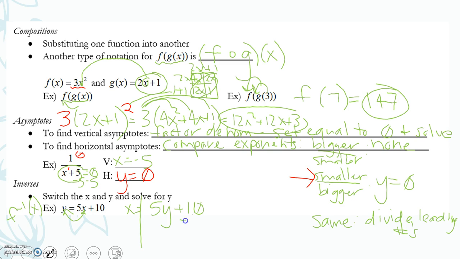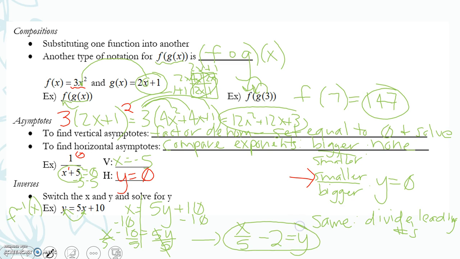Now I solve for y, so I'm going to subtract over the 10. So that gets me x minus 10. Now I divide by 5. When I divide by 5, I have to divide the x by 5 and the 10. So that's going to give me x divided by 5 minus 10 divided by 5 gives me 2 equals y. That's my final answer. All right, so now go ahead and do your Socrative quiz.